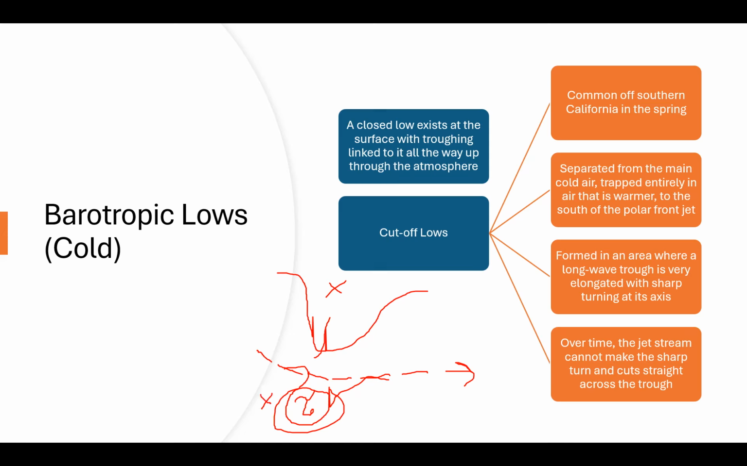We have a very sharp long wave trough. It's elongated, very sharp turning, cyclonic turning here into the base of the trough. Now over time, the jet stream cannot make the sharp turn, and this is where that jet stream is. It's this dashed line here. It's going to reorient itself to the north of this closed low.